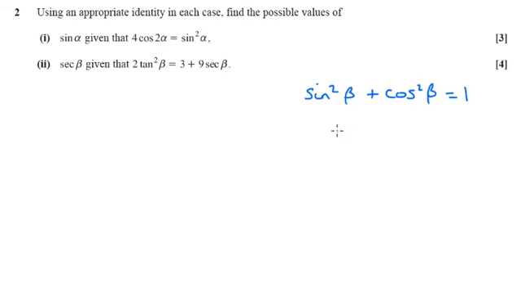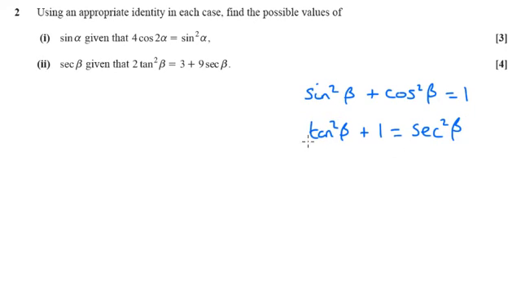If we divide each term by cos squared theta, we're going to get sine squared over cos squared, which is tan squared. So I'm going to get tan squared beta plus 1. If I divide this by cos squared beta, I get 1. And if I divide this by cos squared beta, I get 1 over cos squared beta, which is sec squared beta. So this is the link, the relationship that we're looking for.